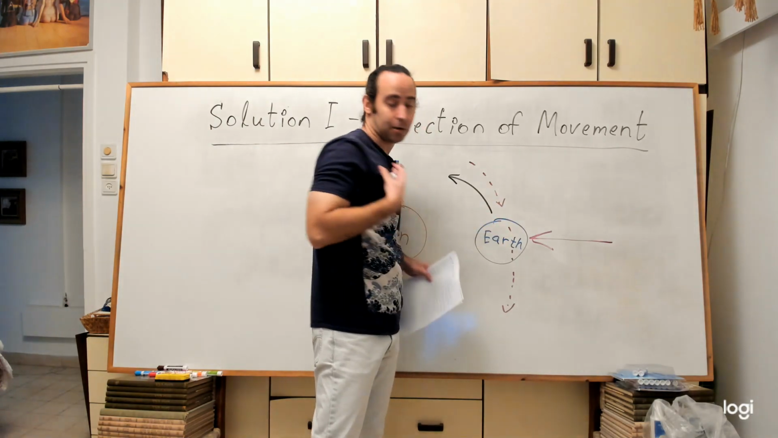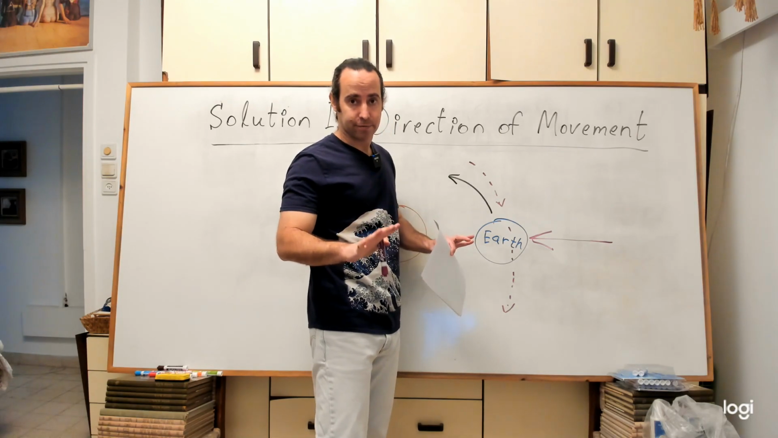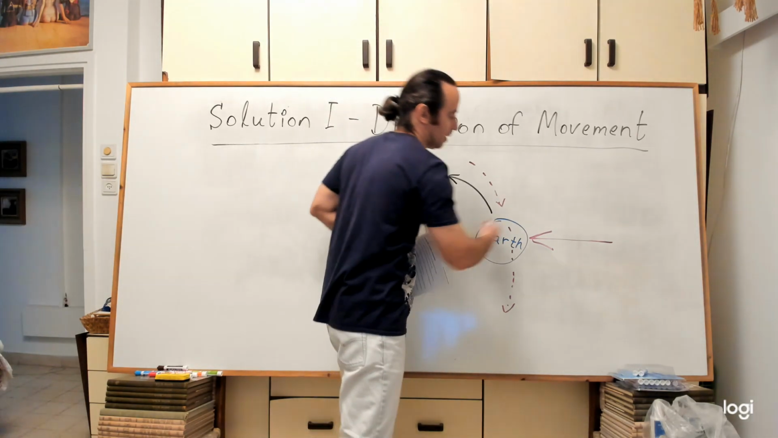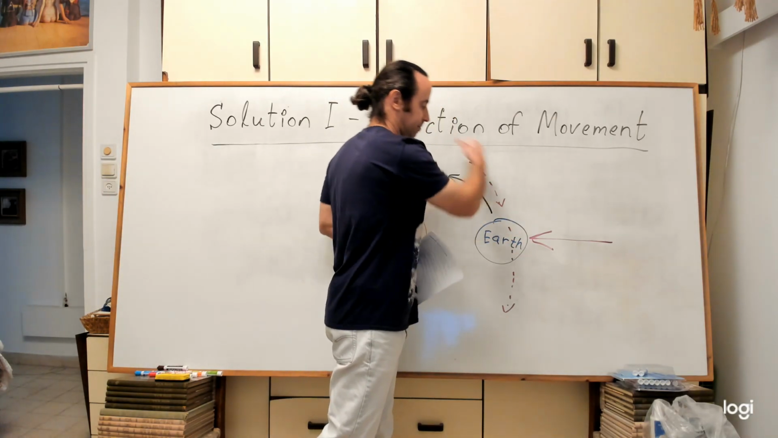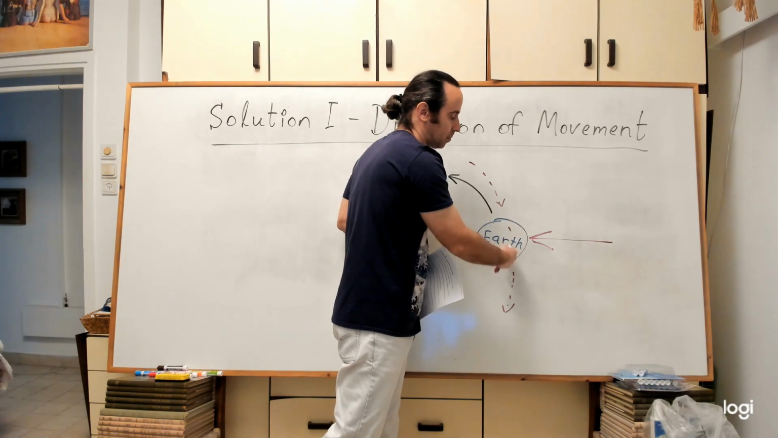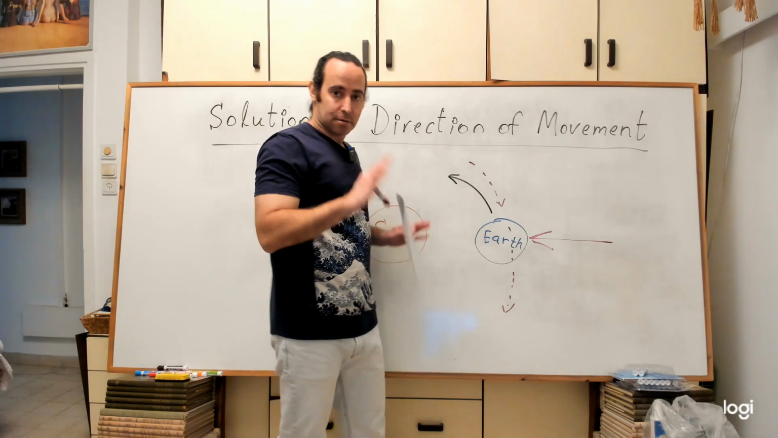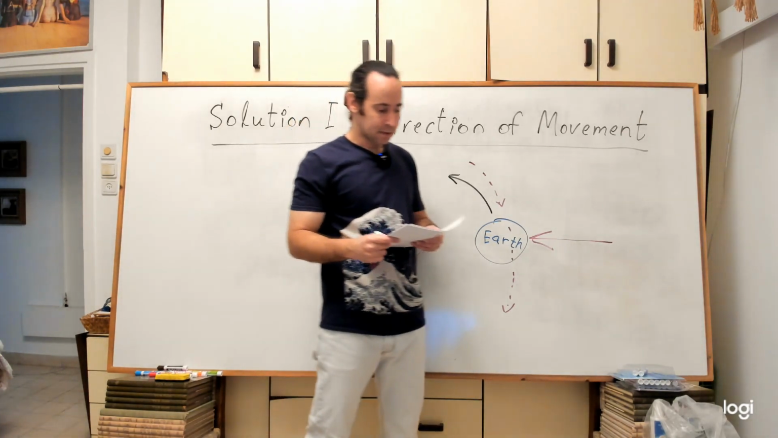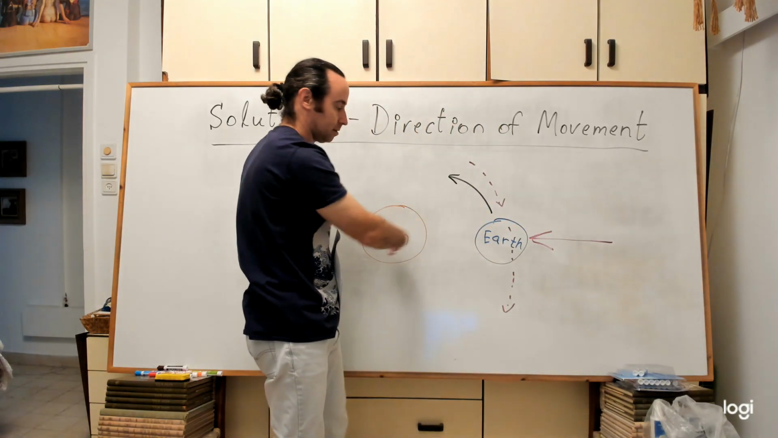So from their point of view, the Earth is still. It doesn't move, because it doesn't move to here or to here. It's just moving towards here. You understand? So from their point of view, nothing is moving towards them. So the Earth is standing still. So they are affecting the Earth. They are pushing it towards the Sun.